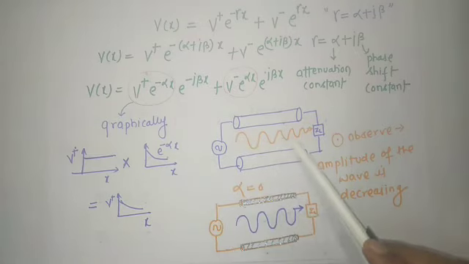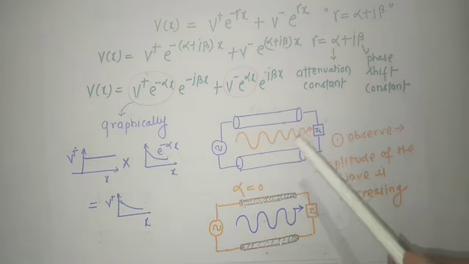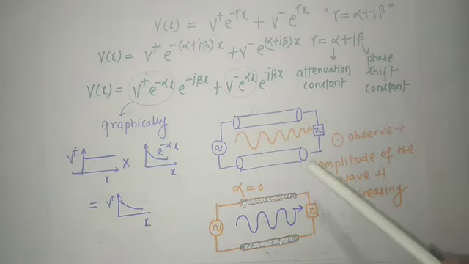Attenuation means reduction in amplitude. So attenuation comes into the picture. Why does attenuation come into the picture? Because of loss of energy. Loss of energy comes into the picture because of resistance and conductance.